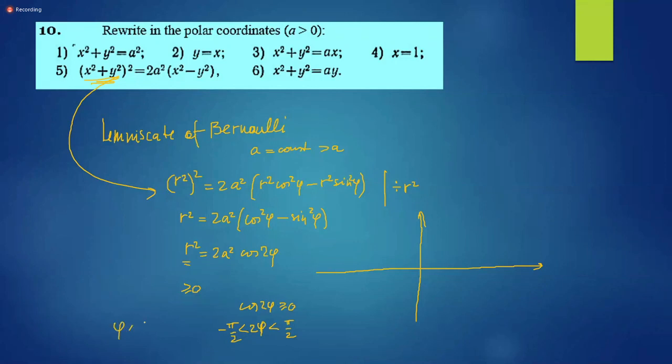So phi is between pi over 4 and minus pi over 4, and that direction is this, pi over 4. So the angle should be actually here between these two. And as a result, what we actually get is a very interesting curve that looks like infinity. This is the curve that looks like infinity. And on the other side just as well, like this.